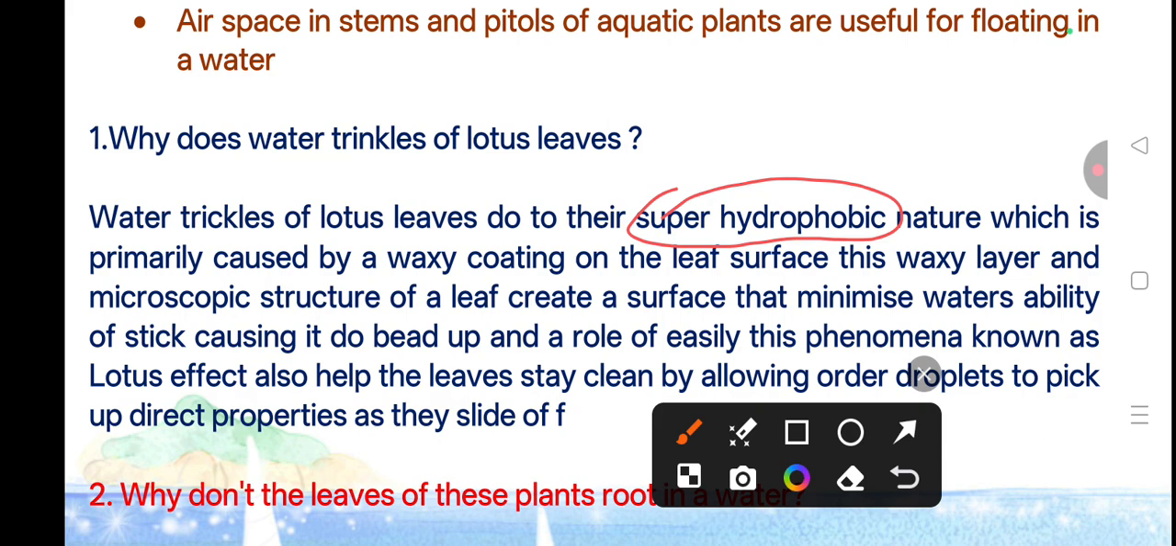Super hydrophobic: hydro means water, and phobic means water rejecting. Super hydrophobic.